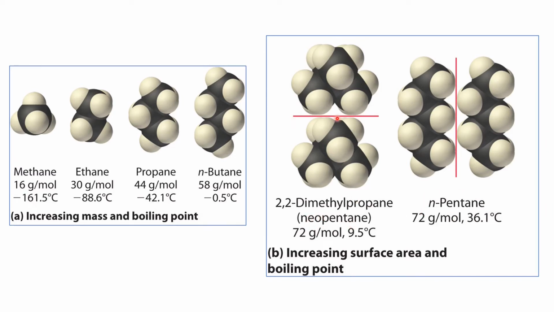We can see here that in the case of neopentane, there is less contact between the two molecules. But in case of normal pentane, there is more contact between the two molecules. As there is more contact between these two molecules, there will be more interaction between them, and that is why the boiling point would be higher. But in case of dimethyl propane, or you can say neopentane, there is more branching, due to which the structure of the molecule is compact and there is less contact between the two molecules, which results in the lower boiling point.